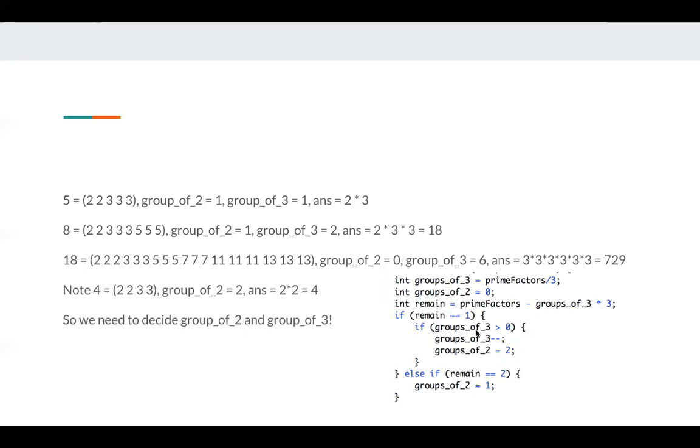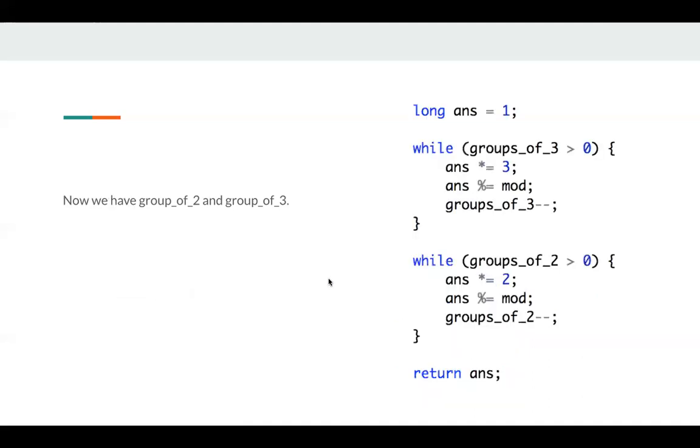Since we are using one more 3, groups of 3 needs to decrease by 1, and we set groups of 2 to 2. Else, if remaining is 2, then groups of 2 is 1. So far so good. Now we have groups of 2 and groups of 3. We can just loop over groups of 3 and multiply by 3 each time, then loop over groups of 2 and multiply by 2. The answer is correct, but it will TLE since prime factors can be very large.